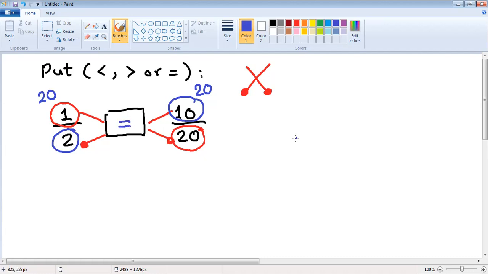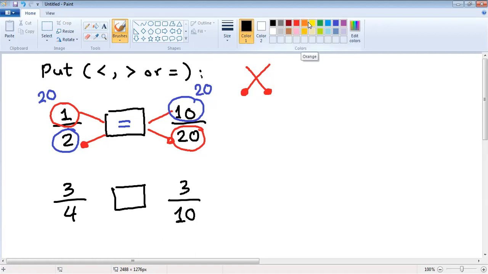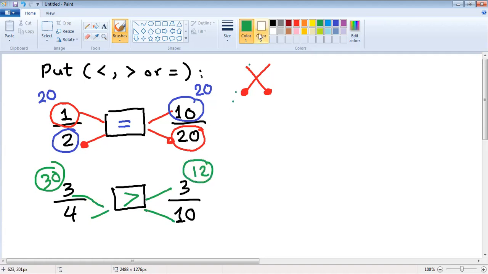The second one for you. 3/4 or 3/10. Three quarters. 3/4 is bigger. Yeah. 3 times 10 is 30. Then 3 times 4 is 12. Of course, 30 is bigger than 12. Thank you.